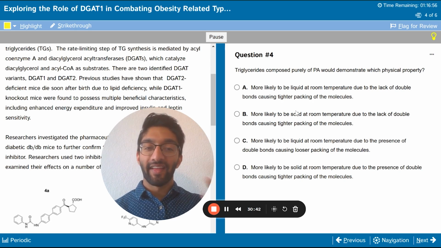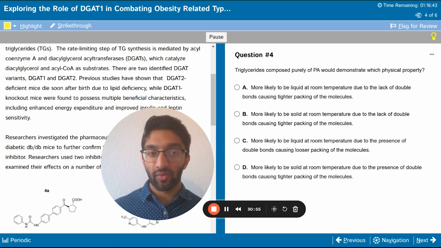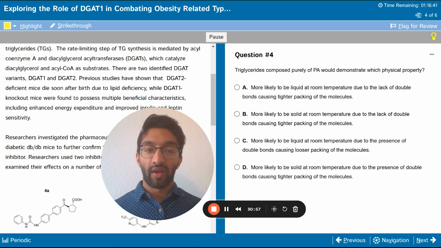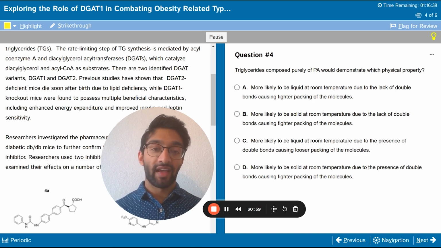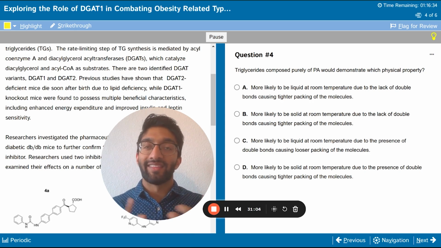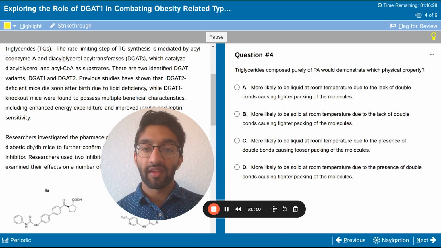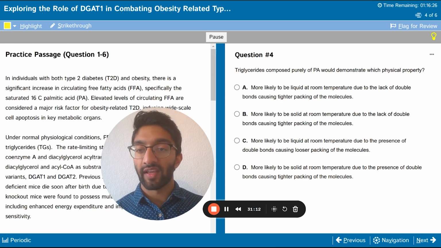So once again, you're really just looking at two different things, and if you can tease apart, is it going to be liquid or solid? And secondly, is it liquid or solid because of tighter packing or because of looser packing? That's all you need to answer the question. So triglycerides are defined as a glycerol molecule attached to 3 fatty acids, so it's quite hydrocarbon rich. And one thing that you should know about palmitic acid is that it's a saturated fatty acid, right?